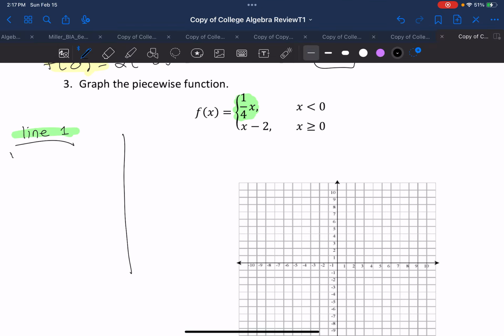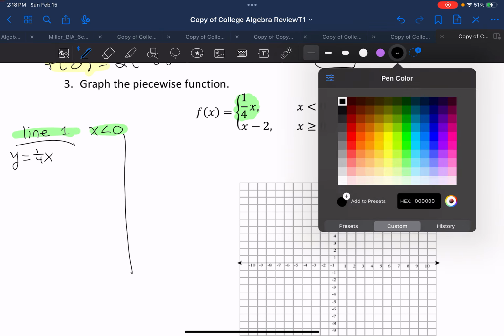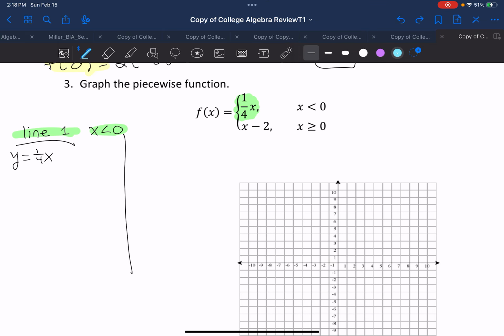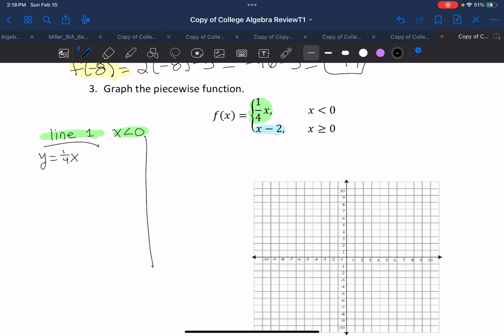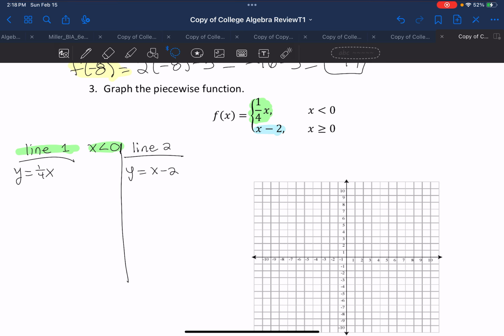So f of x, or y, is equal to 1/4 times x whenever x is less than 0. That's the domain for that first piece. The second piece is equal to x minus 2 whenever x is greater than or equal to 0.